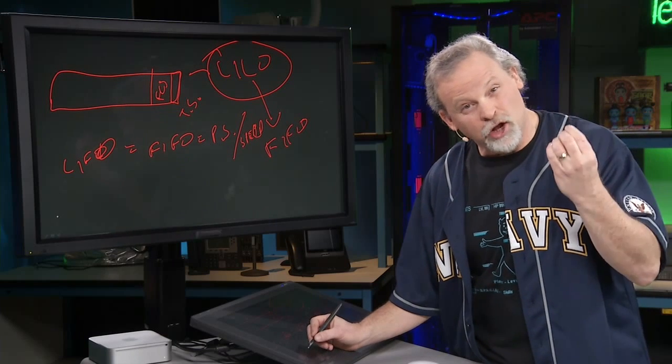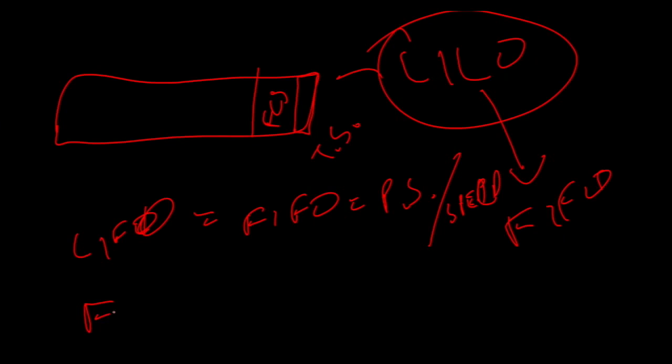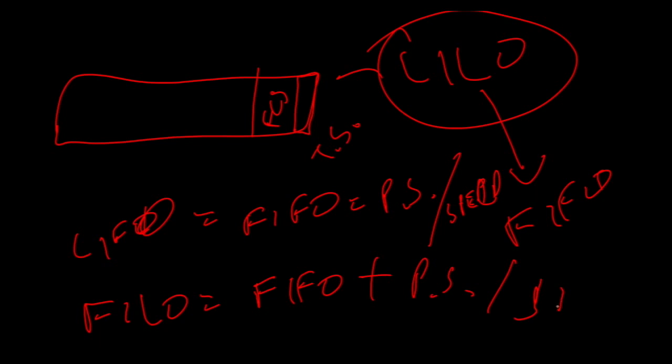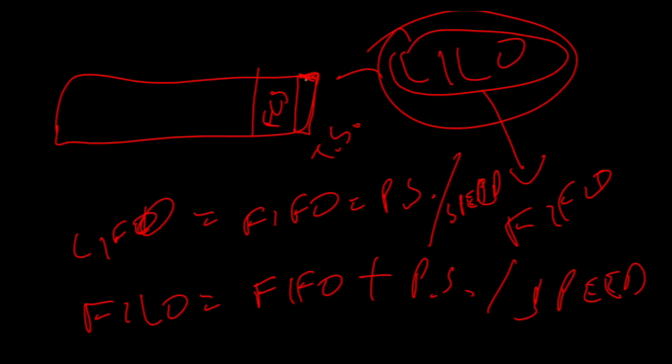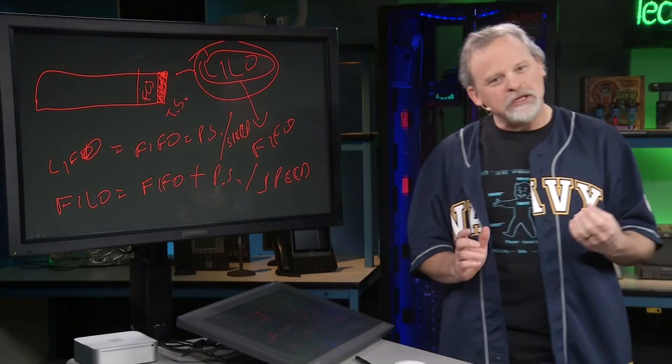If we want our FILO measurement, our first in, last out, it's just the opposite, like associative math. FILO will equal FIFO plus my packet size and the speed of the link. That's how we derive all this information from this one measurement, because the timestamp is always in the same place. Okay, so now we know that piece of it.